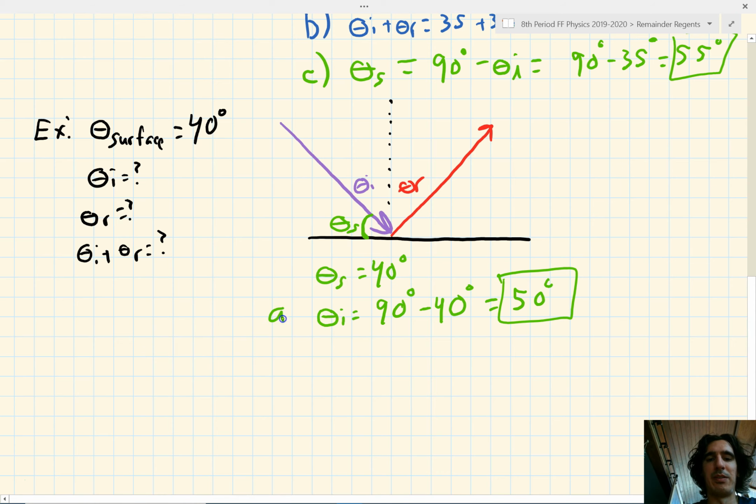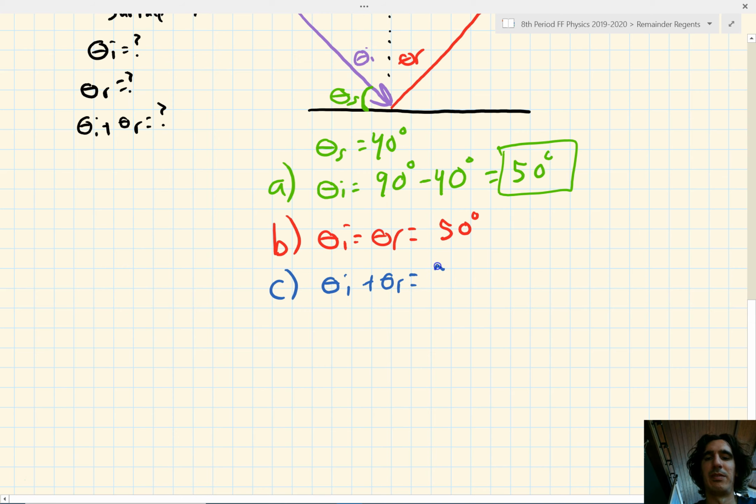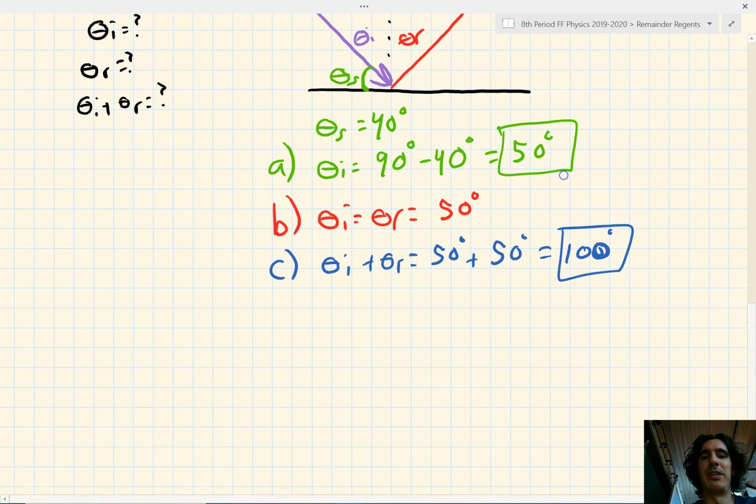And we'll call that part A. And then if we want to find theta I or theta r, we now know theta I equals theta r. So that's going to be 50 degrees. And the last step, if we want to add them up, just 50 degrees plus 50 degrees. So theta I plus theta r, 50 degrees plus 50 degrees gives us 100 degrees. So that's the law of reflection in a nutshell.